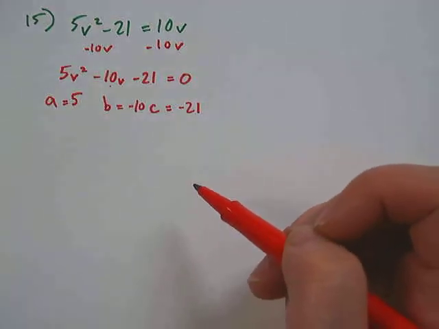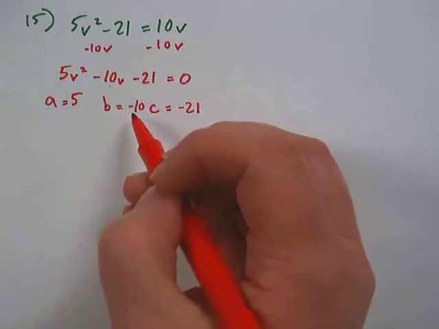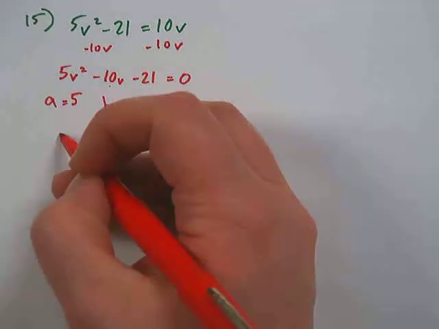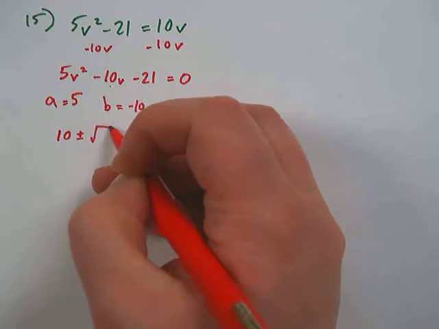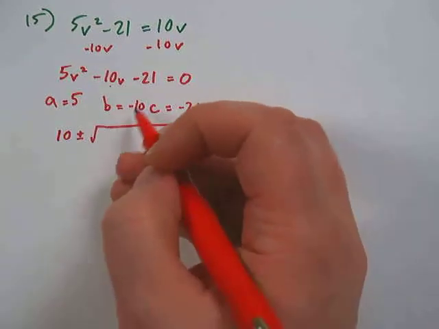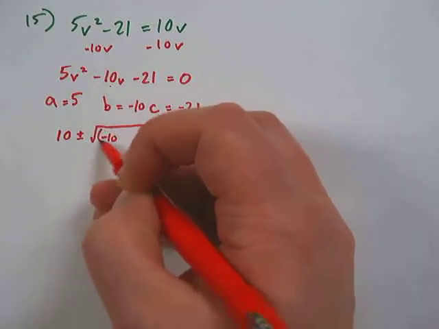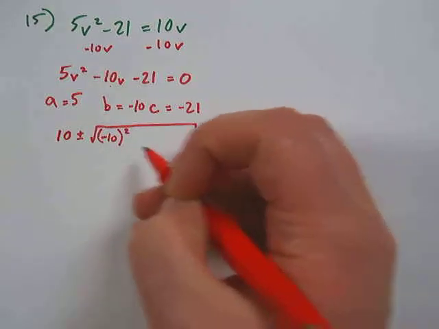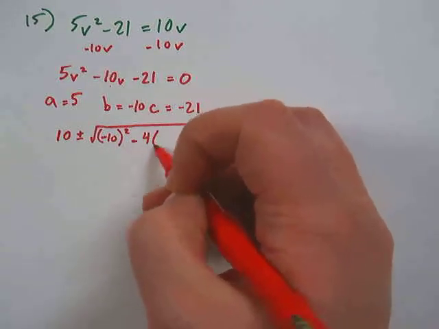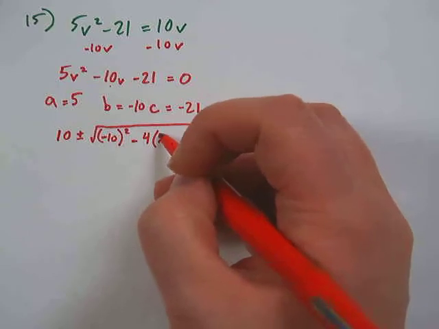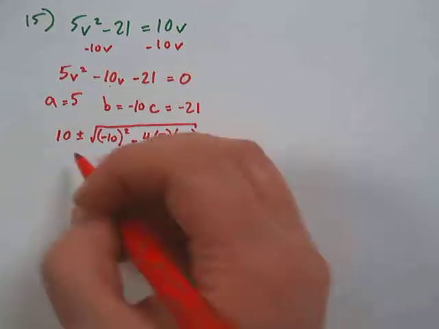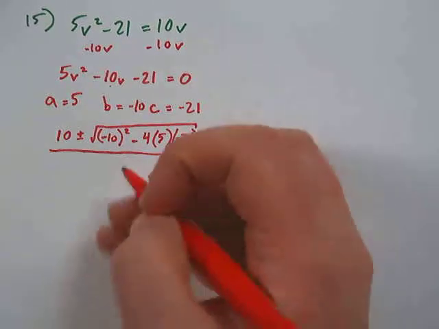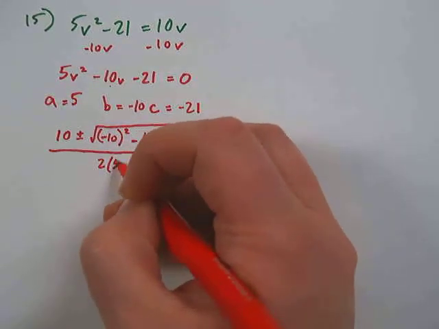Okay. So then the quadratic formula starts with negative b. So negative 10 is going to be positive 10. Then we have plus or minus the square root of b squared, so negative 10 squared, minus 4 times a, which is 5, times c, which is negative 21. The whole thing divided by 2 times a, so 2 times 5.